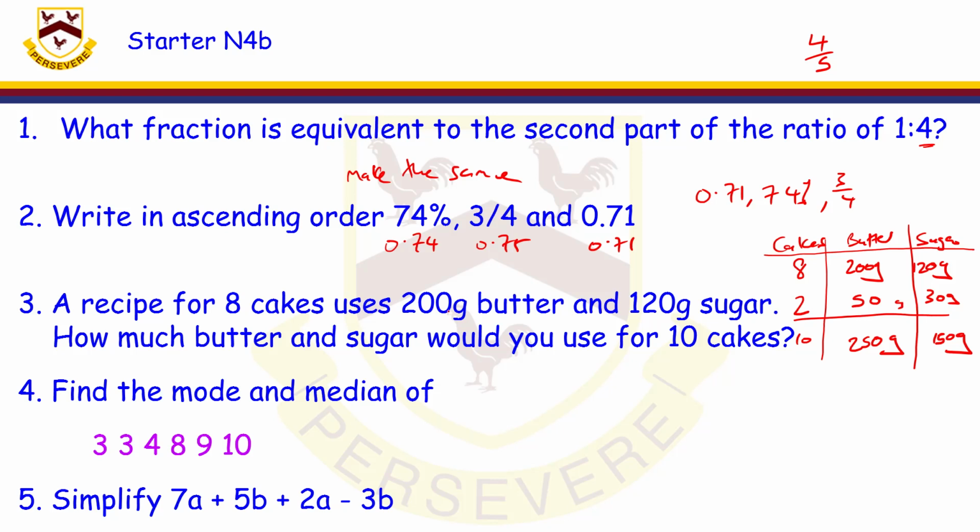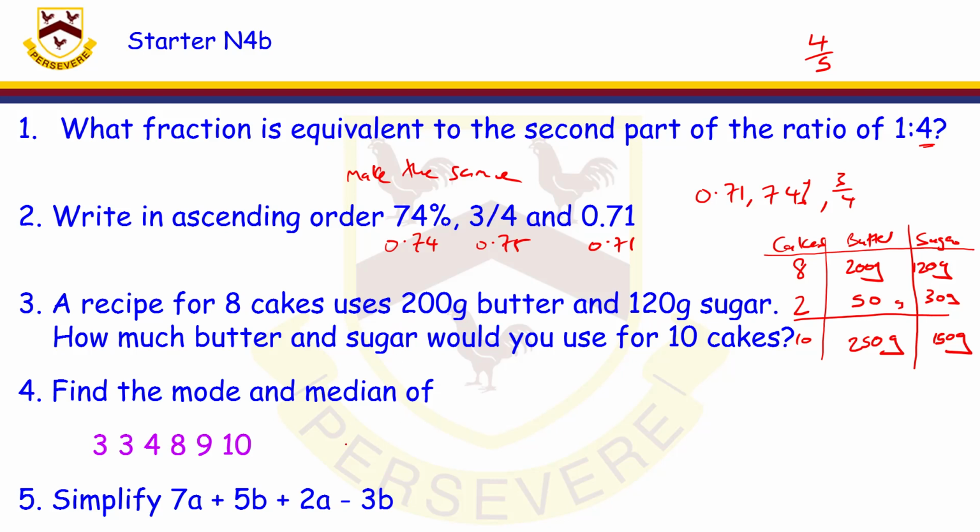You could also divide each one by 8 and then multiply it by 10. Okay, so you can see how many times 8 goes into 200, and then multiply that by 10.